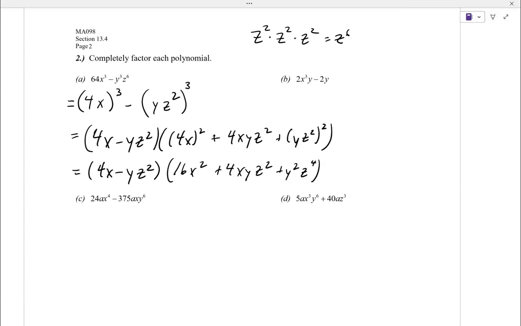Let's work on D for a minute. D is like A, quite a bit like A. See if you can work on D for a minute, and then we'll chat about it.